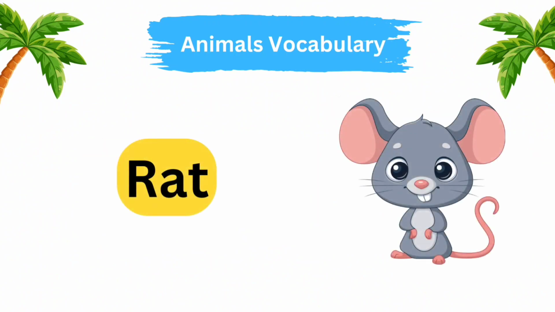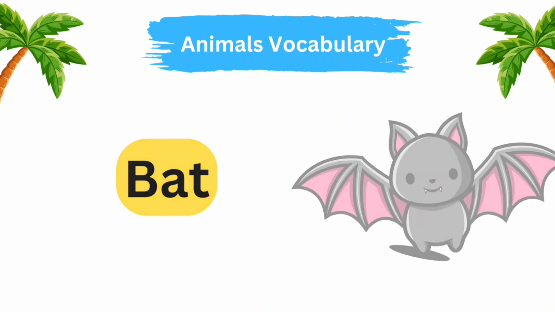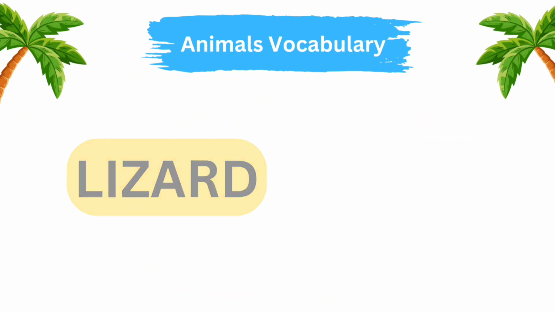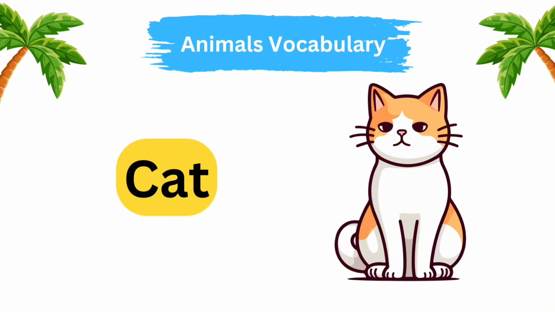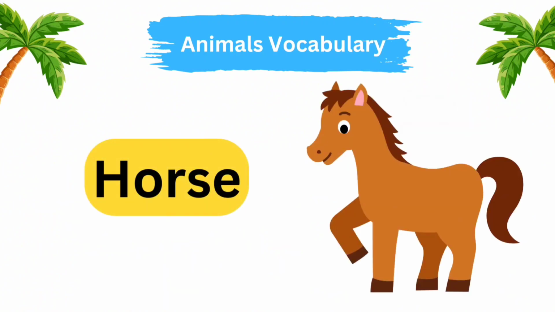Rat. This is a rat. Bat. This is a bat. Lizard. This is a lizard. Cat. This is a cat. Horse. This is a horse.